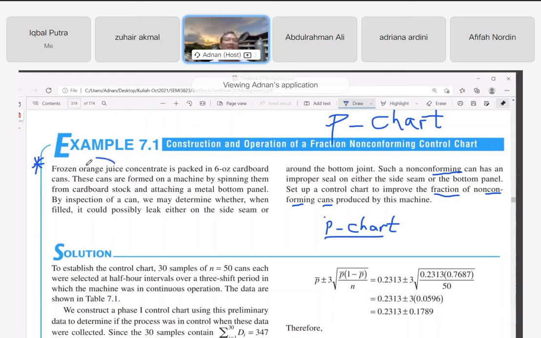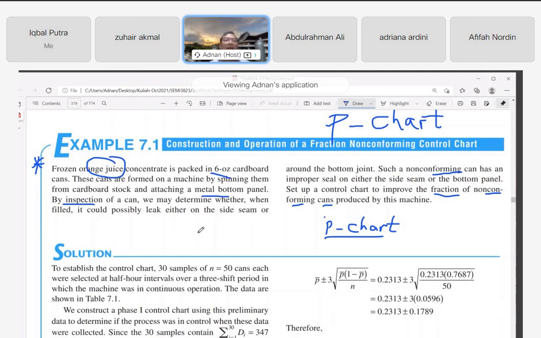So this is inspection of orange juice concentrate in 6 ounce cans. This is American units. They don't use the metric system. The cans are made by spinning cardboard stock and then attaching a metal bottom panel. So they are doing the inspection. This is not measurement, they just do inspection, to say whether it is good or bad.